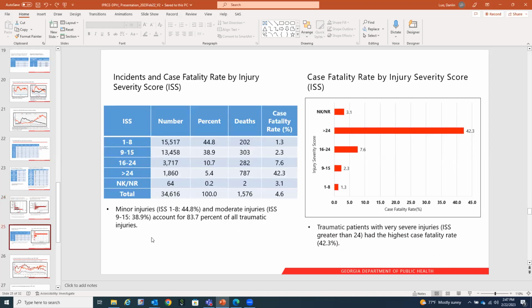The left table shows the incidence and case fatality by injury severity score. And the minor injury and the moderate injury account for 83.7% of all the traumatic injury. The right figure shows that the trauma patient with very severe injury has the highest case fatality rate, 42.3%.